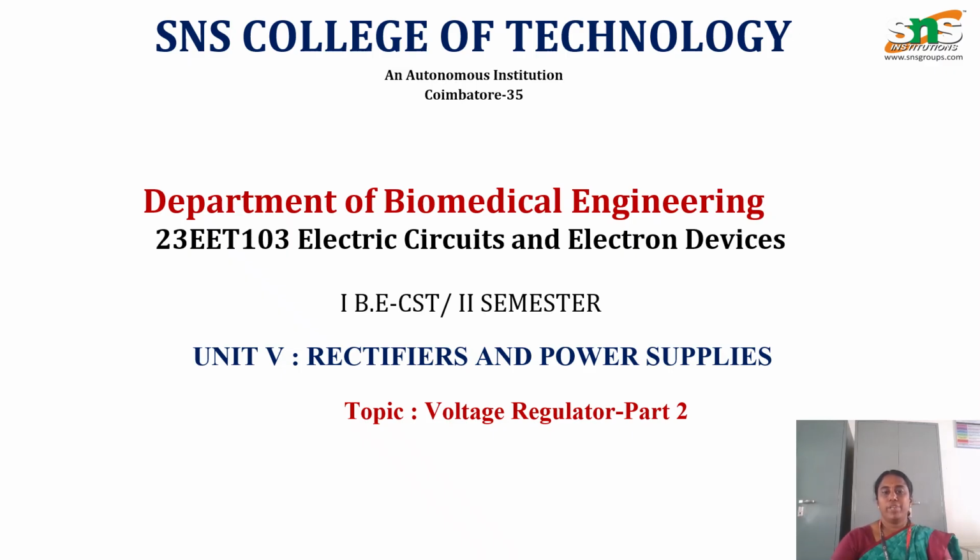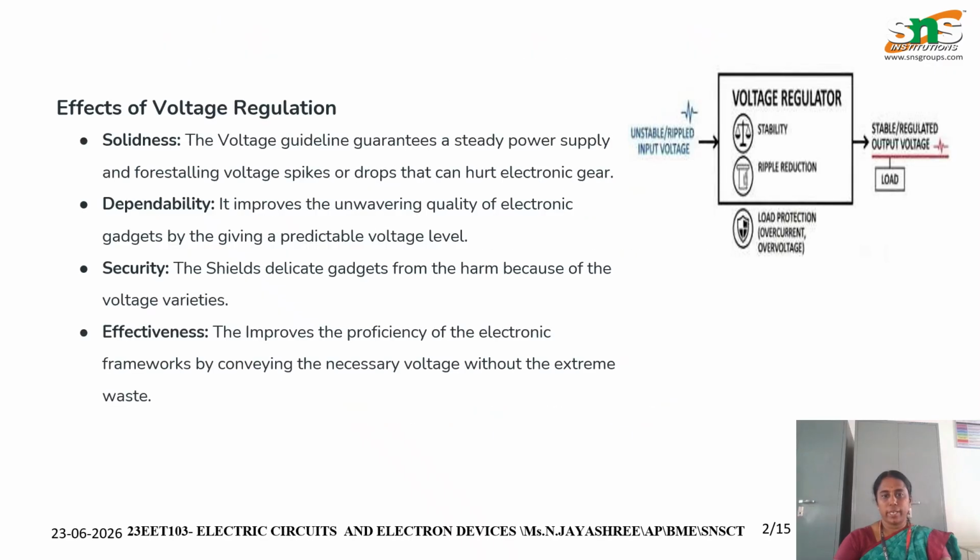Before that, we have seen what is the use of voltage regulator and the effects of voltage regulation. We already saw this in part 1; we just need to recap it: stability, reliability, safety, efficiency. Voltage regulation ensures a steady power supply and prevents voltage spikes or drops that can hurt electronic equipment. Reliability: it improves the reliability of electrical devices, safety and efficiency.